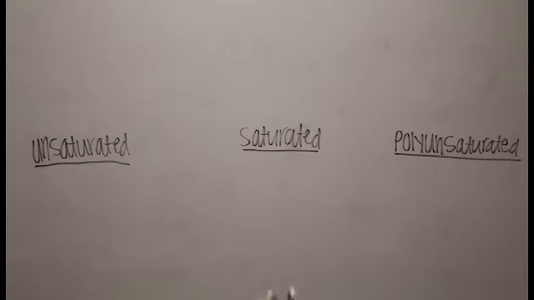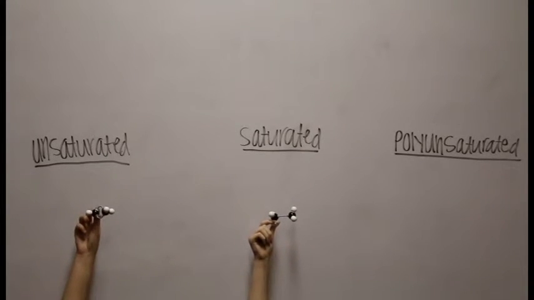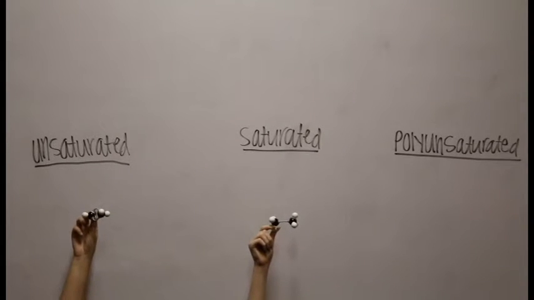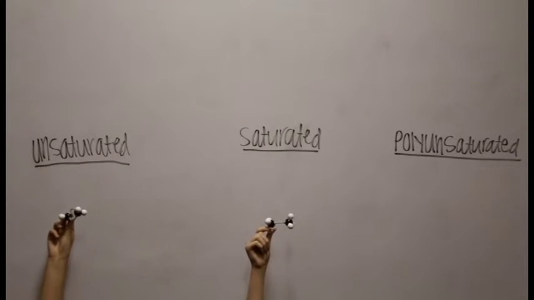A saturated fatty acid lacks double bonds and is primarily found in animal foods. Products such as whole milk, butter, cream, fatty beef, lamb, or pork are examples of saturated fats. An unsaturated fatty acid has 1 double bond. These fats are liquid at room temperature. Peanut butter and olives are examples of unsaturated fats.